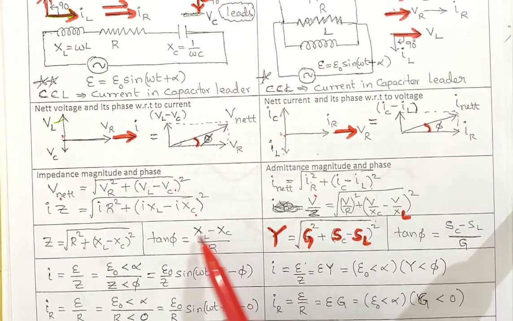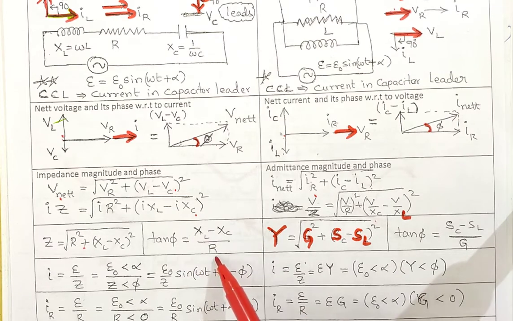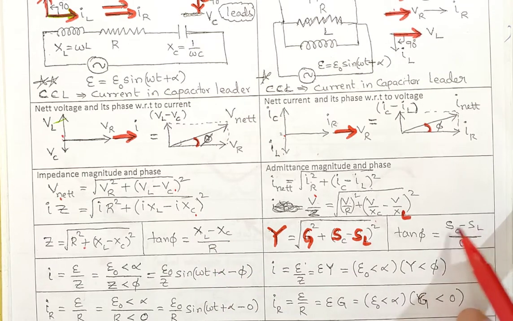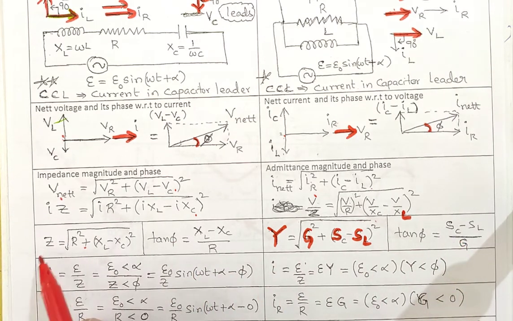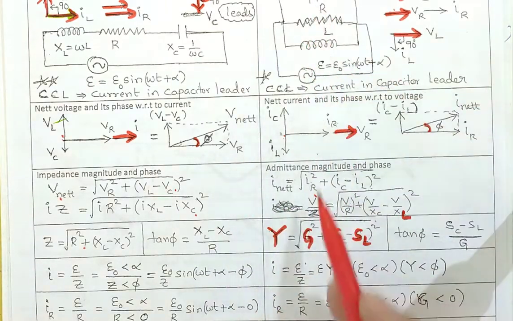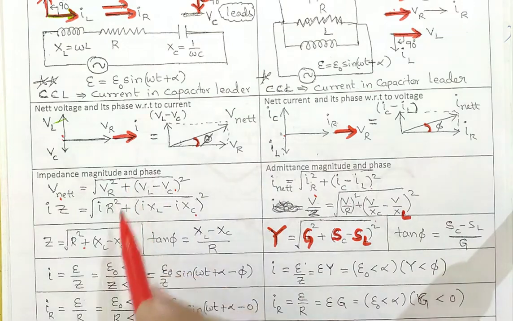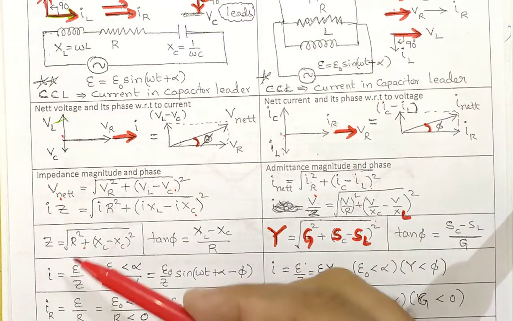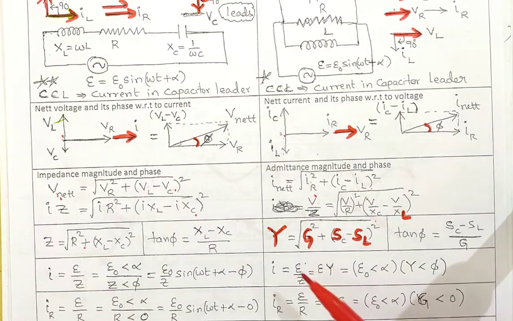Previously we subtracted reactances divided by resistance. Now we are subtracting susceptances divided by conductance. This way we obtain phase here, this way we obtain phase here. This way we obtain impedance here, this way we obtain admittance here. Susceptance is convenient in parallel connection, impedance is convenient in series circuit. Sorry, this I call susceptance, this is admittance.